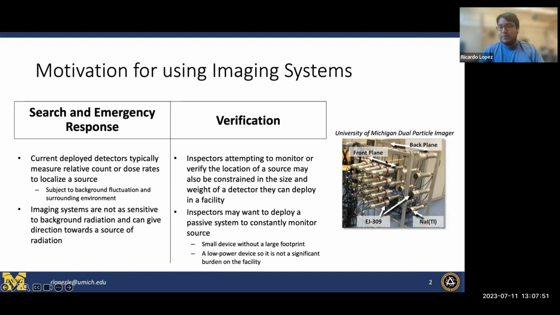So this is an example of a type of imaging system that definitely works, but it may not be ideal under all circumstances, for example.